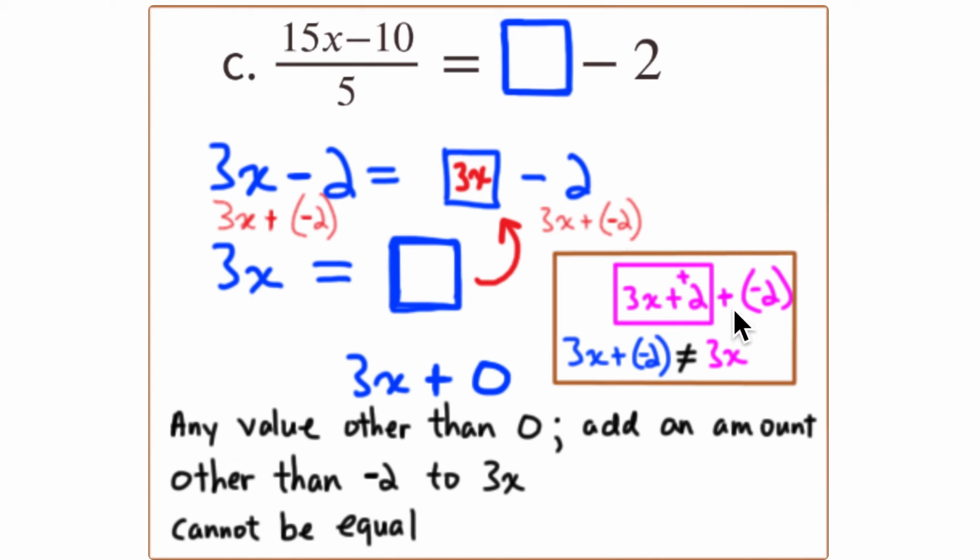Well, what's a +2 plus a -2? That's 0. So on the right side, you're going to get 3x. So you're going to have 3x plus a -2 is not equal to 3x. Because again, whatever value you choose for x, you multiply that value by 3. But on the left side, you're going to add -2. On the right side, you're not going to add anything. It's going to be 0.